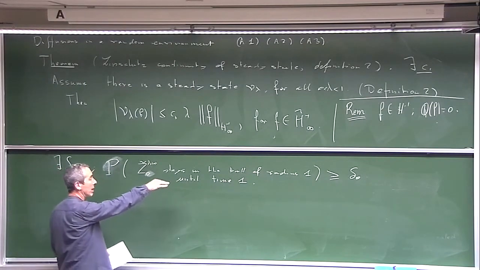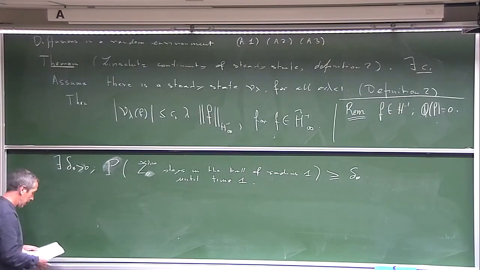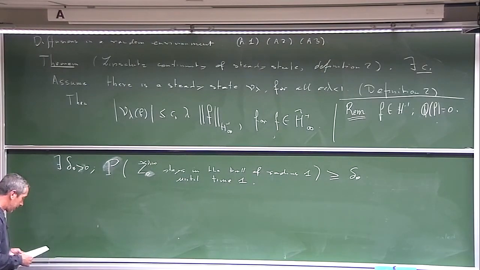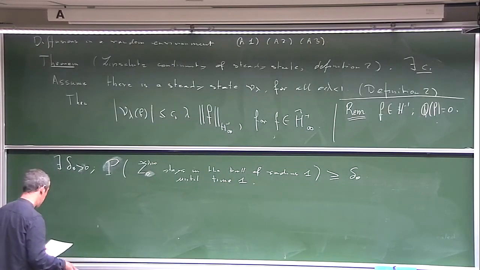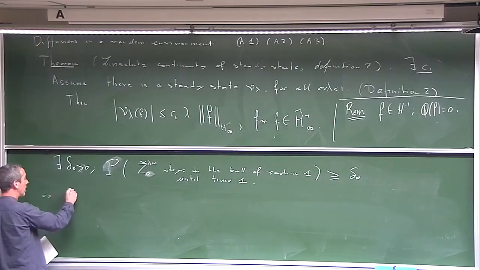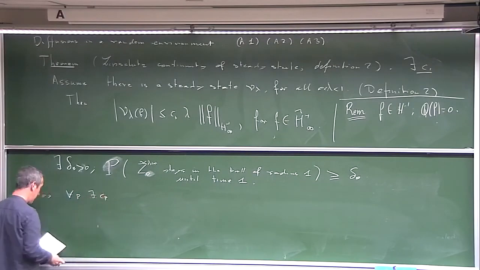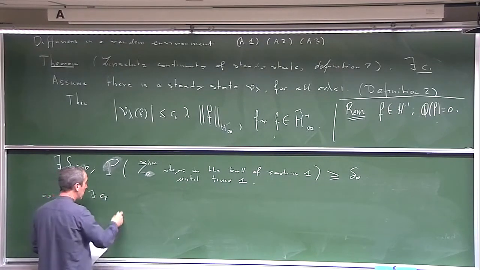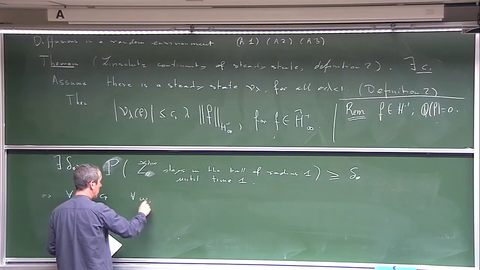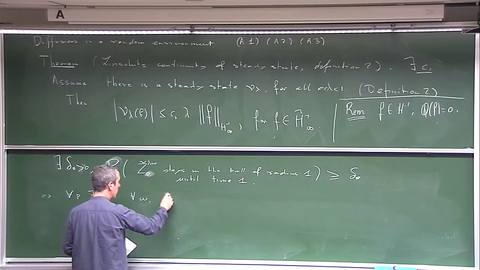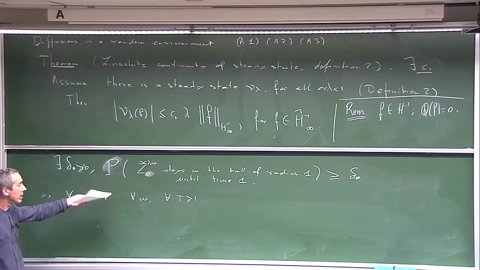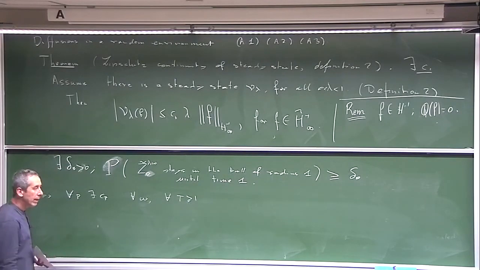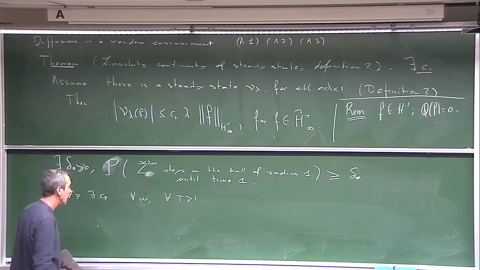Then once you have something like that, you play a little bit with the Markov property, and from that you would deduce that for any p there is a certain constant Cp, which does not depend on omega, so for all omega, and also for all times t which are greater than 1, this implies that the process z tilde is not faster than ballistic.